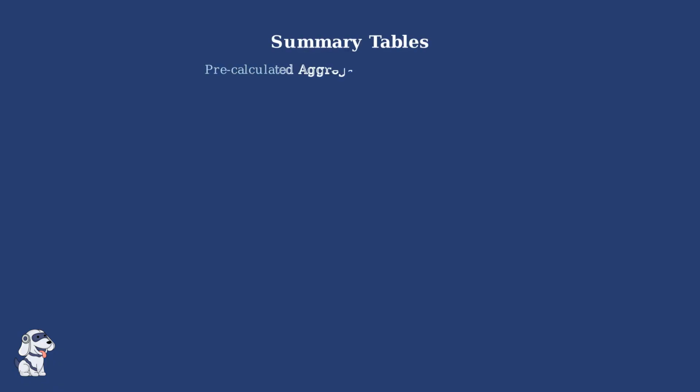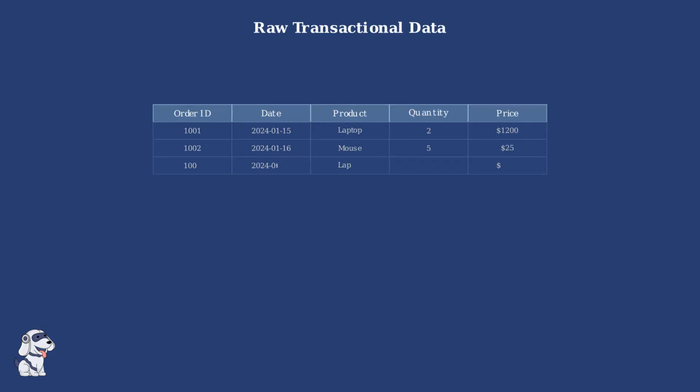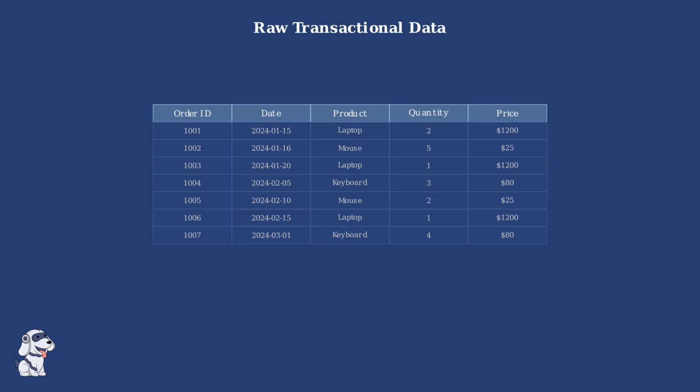Summary tables are a powerful denormalization technique that involves pre-calculating and storing aggregated data in separate tables. This approach provides rapid access to analytical information without the need to process raw transactional data every time a query is executed. Consider this raw transactional data from an e-commerce system. Each row represents an individual order with details like date, product, quantity, and price.